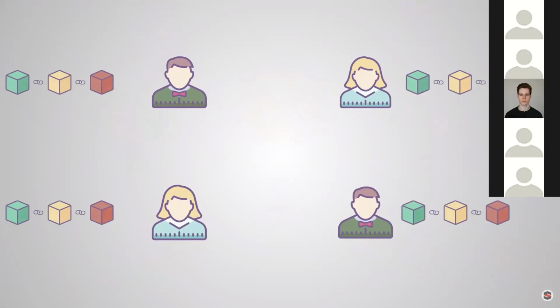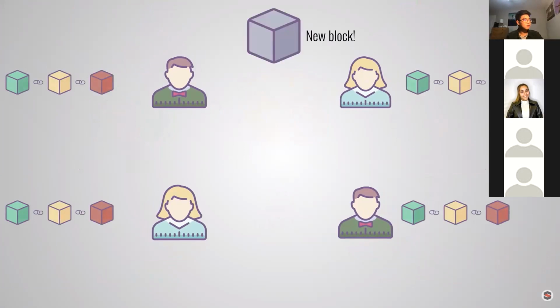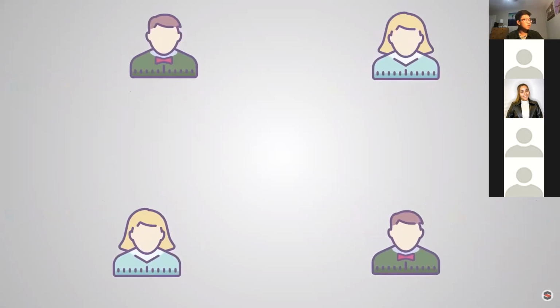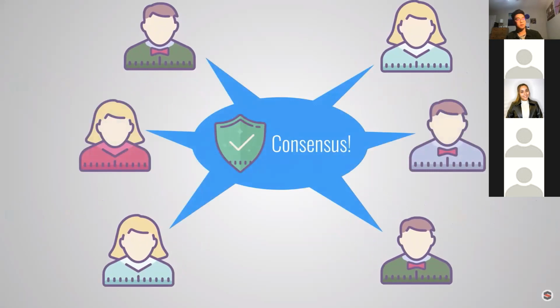Now, let's see what happens when someone creates a new block. That block is sent to everyone on the network. Each node then verifies the block to make sure that it hasn't been tampered with. And if everything checks out, each node adds this block to their own blockchain. All the nodes in this network create consensus. They agree about what blocks are valid and which aren't. Blocks that are tampered with will be rejected by other nodes in the network.